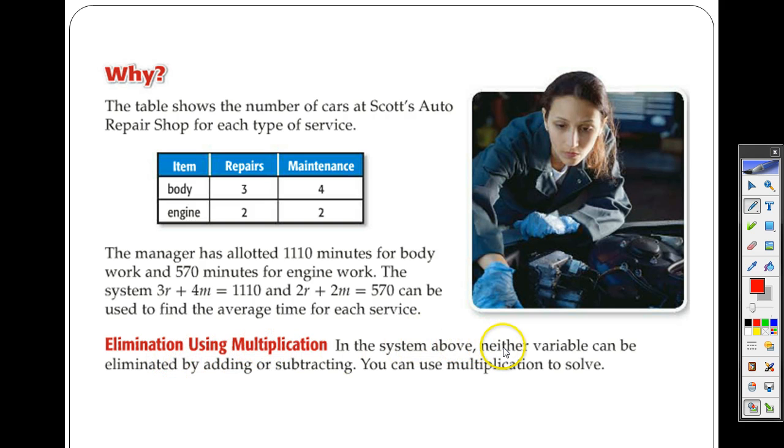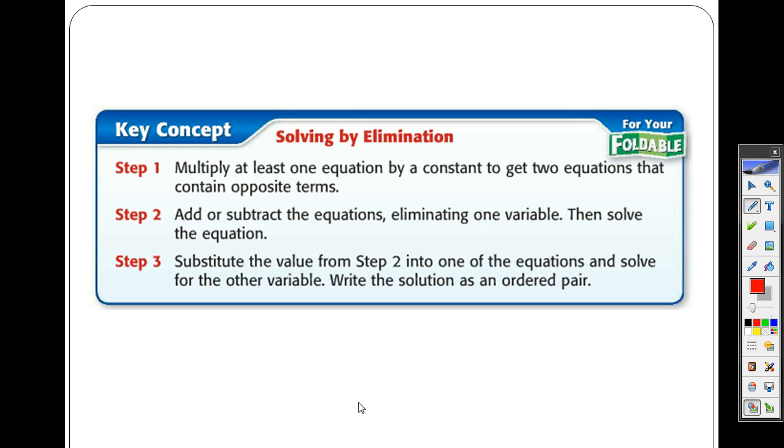In the system above, neither variable can be eliminated by adding or subtracting. You can use multiplication to solve. Before the last section we used adding or subtracting. In this case, there's nothing that looks alike, so you can't really add or subtract here. So what do we do?